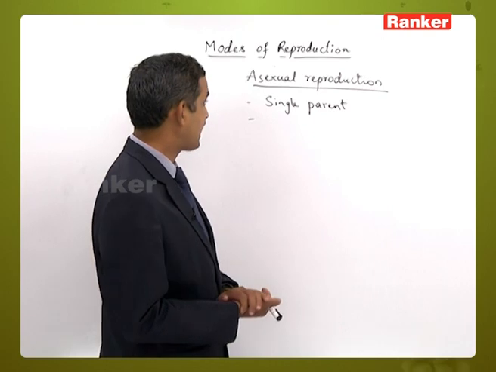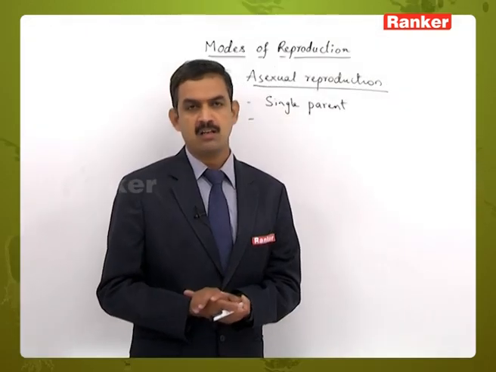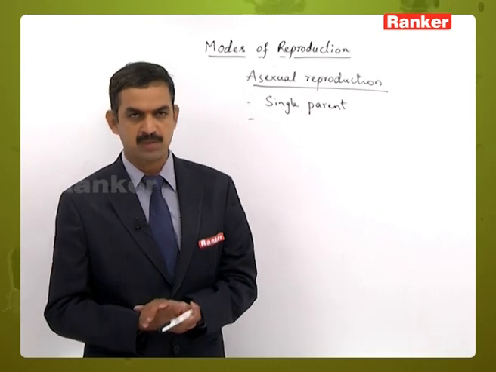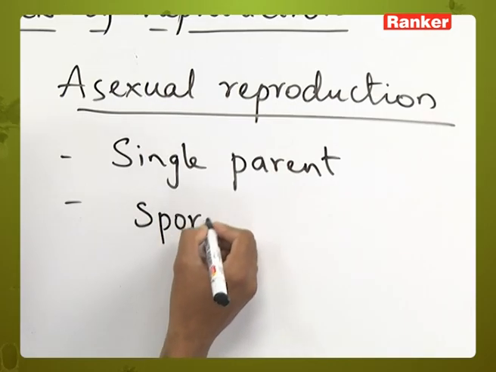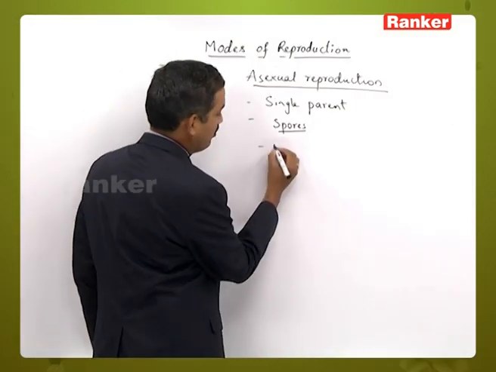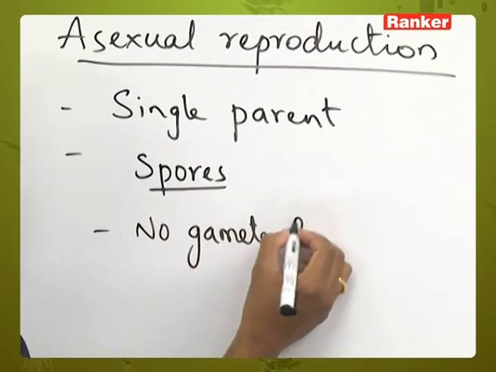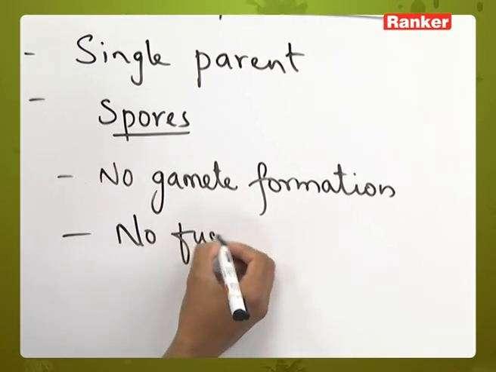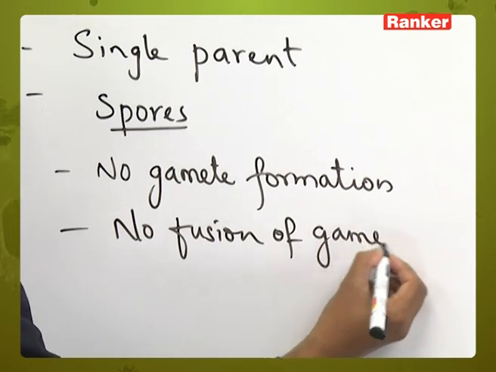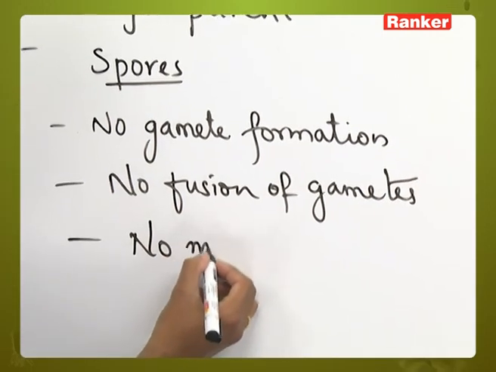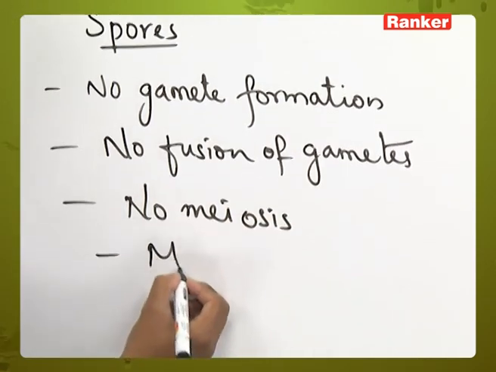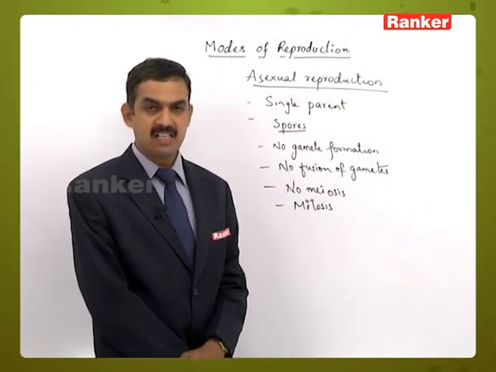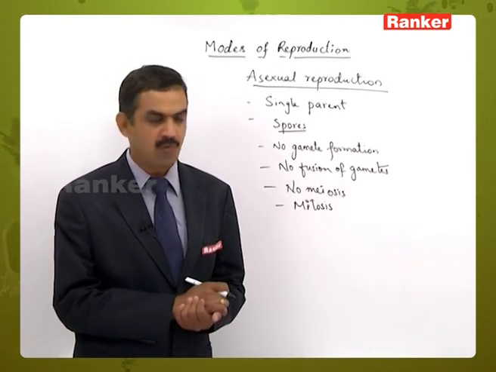And here, before going to the types of asexual reproduction, there are different special types of structures which are produced during asexual reproduction. Those structures are called spores. And no gamete formation. No fusion of gametes. No meiosis. Only the mitotic type of division is taking place, because when gametes are fused, it results in a zygote in sexual reproduction, where there is a need of meiosis.